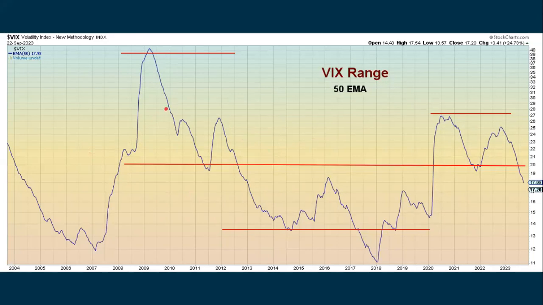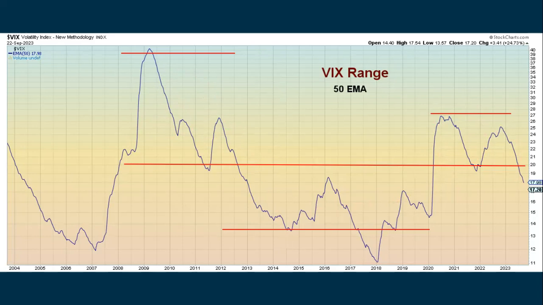What we're looking for is a range. And as we go through different periods in the market, we set a different range with the VIX. And from 2008 up until about 2012, we had a really high range. Then we dropped down and set a lower range. And then after the COVID plunge, we had a higher range again. And we're looking way over on the right to see maybe we're starting to set a lower range. The VIX has been very low.